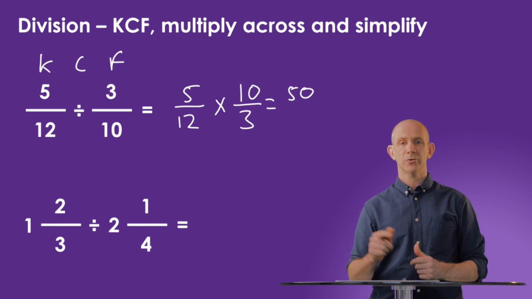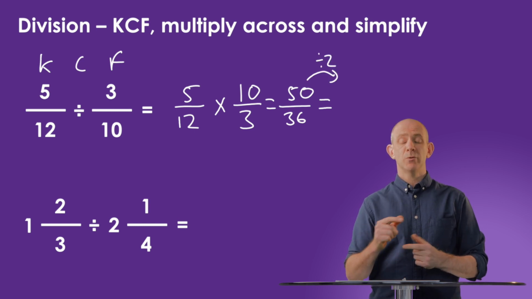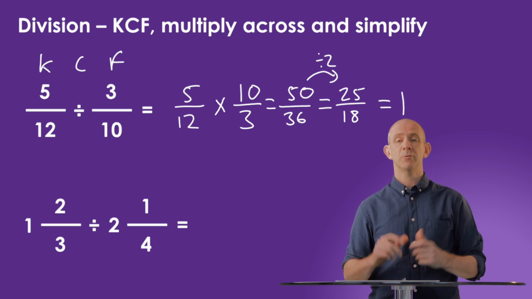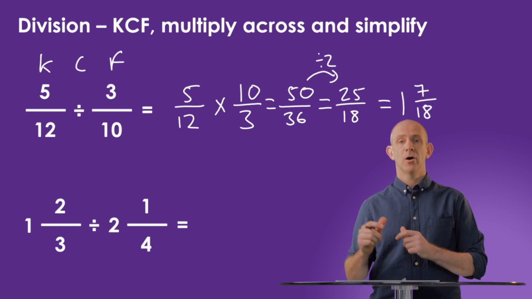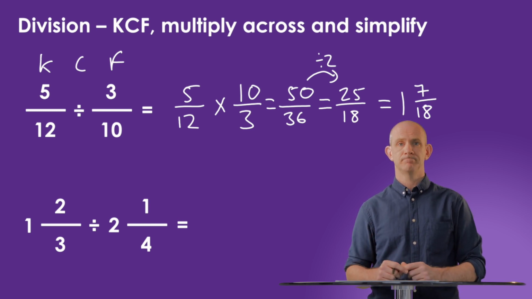We can then multiply it across and get 50 over 36. As they're both even numbers, we can divide them both by 2 to simplify it and get 25 over 18, which we can then change into a mixed number of 1 and then 7 remaining, which goes over 18.